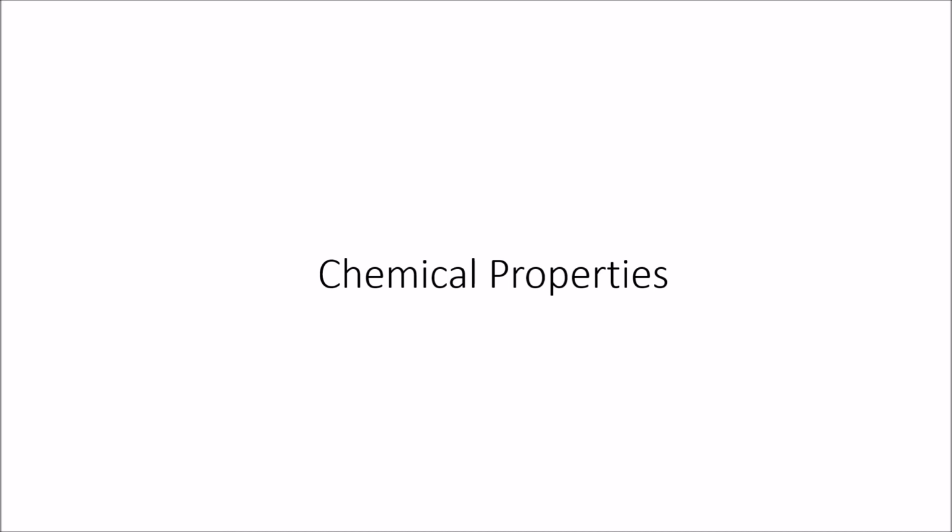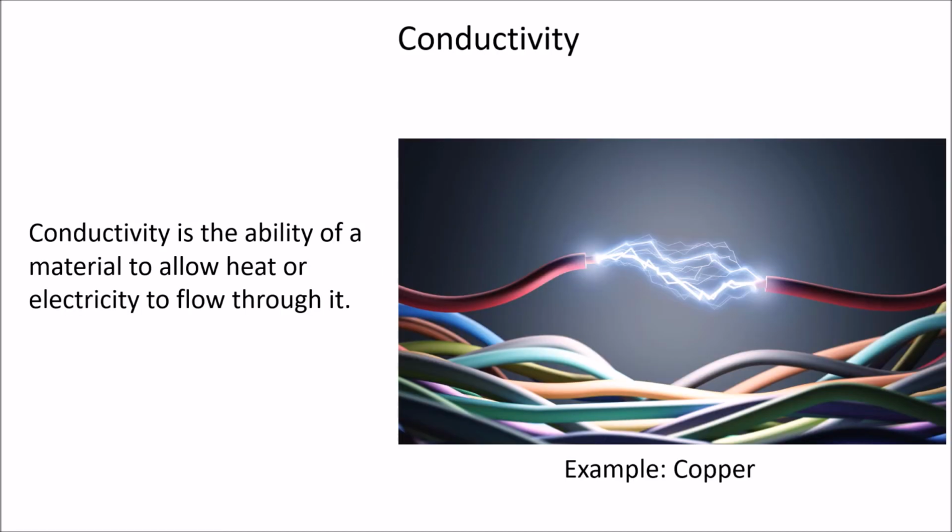There's also a thing called the chemical properties. Chemical properties is exactly what it says: it changes the chemistry of the material. So, conductivity. Conductivity is the ability of a material to allow heat or electricity to flow through it. We mentioned copper wire already. Copper is a very good conductor. It allows electricity to flow through it, so that's why most of the wires in our house are made from copper. It also conducts heat very efficiently.